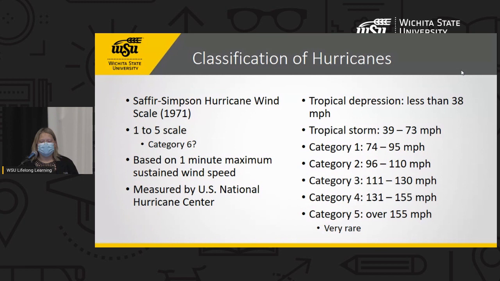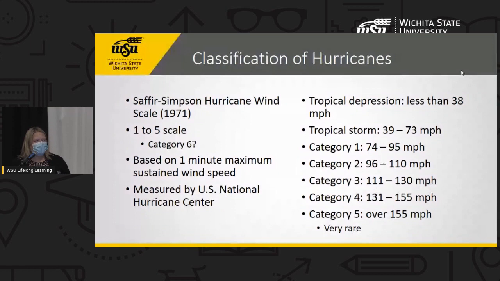However, there's some scientists and meteorologists who feel that we really need to add a Category 6 and a Category 7, especially if the planet starts to warm more, we're going to have a lot more hurricanes and probably greater intensities. So it's still being debated, but they're thinking about adding a 6, maybe a 7.